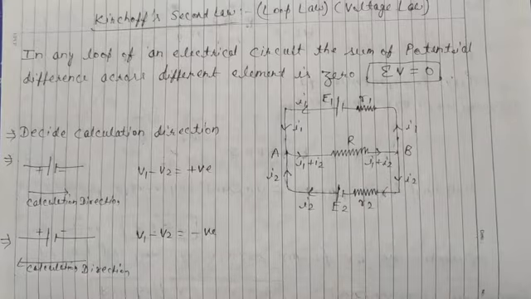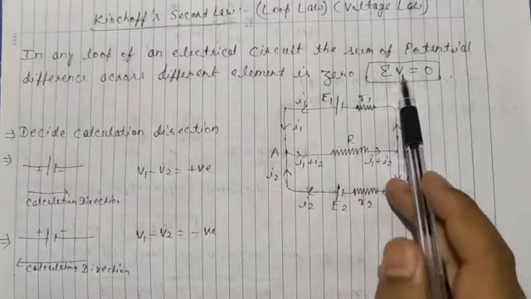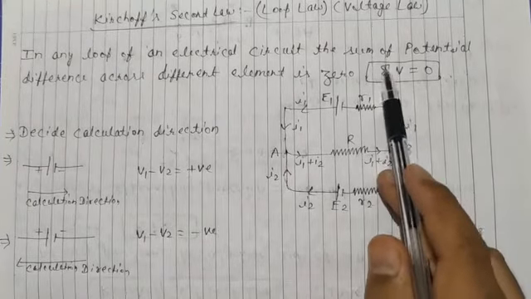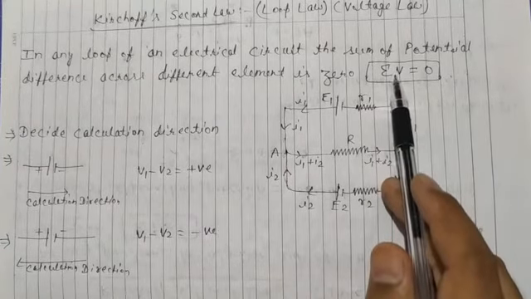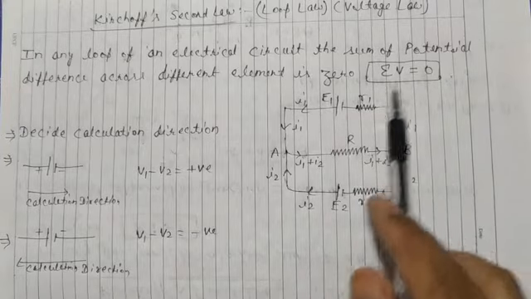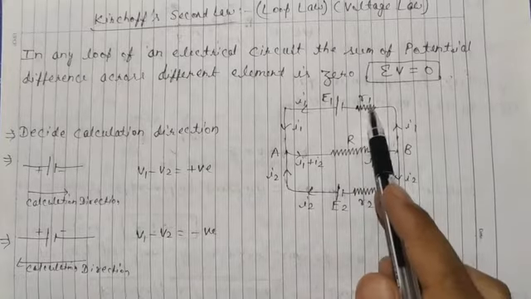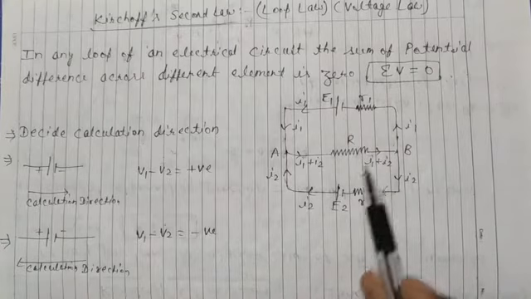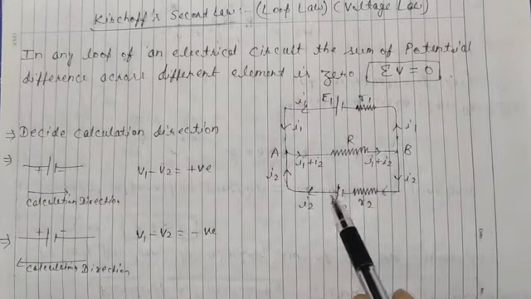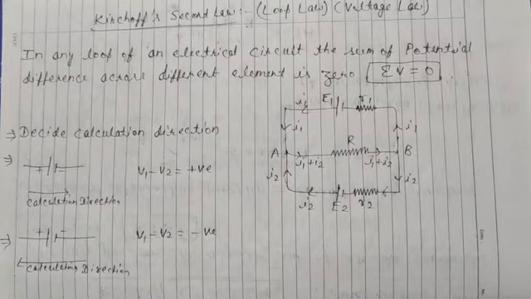Now, our main thing is the summation of V, sigma V, the sum of all potential differences across different elements, is 0. This is our main calculation. That means we have to calculate the potential difference across each and every element. In a closed loop or cycle, we can calculate potential difference either going clockwise or going anti-clockwise.